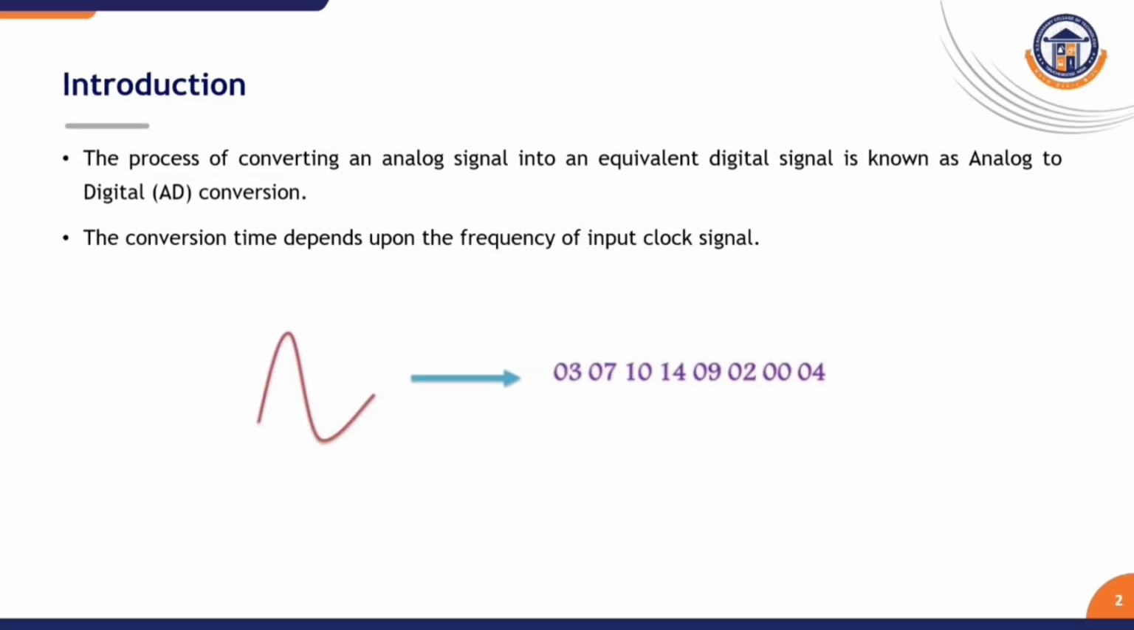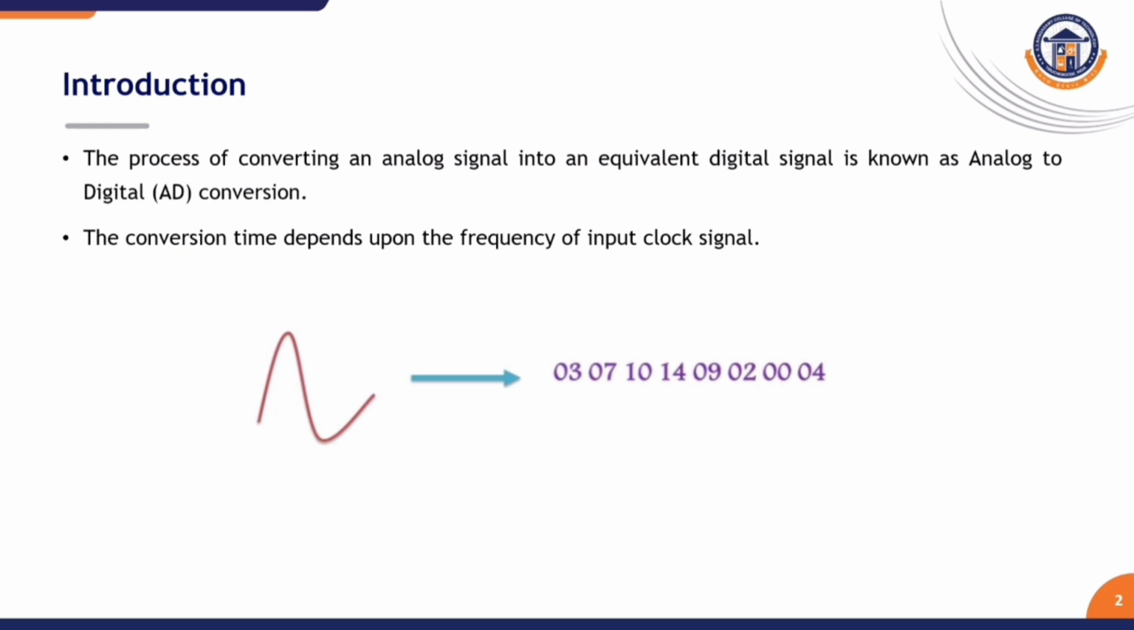In the next slide, we are going to start with the introduction to analog to digital converters. Let us first understand what analog to digital conversion actually means. An analog signal is a signal that can take any value within a range, like temperature, sound or voltage from a sensor. A digital signal, on the other hand, can take only discrete values, usually represented in binary form as zeros and ones.